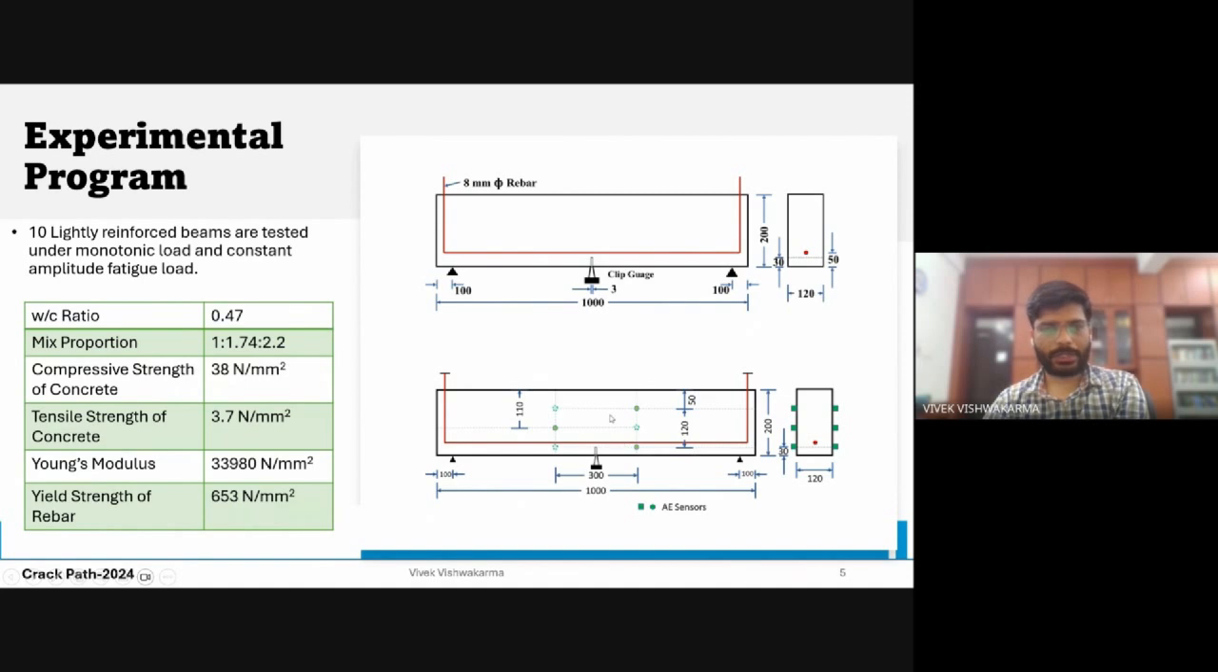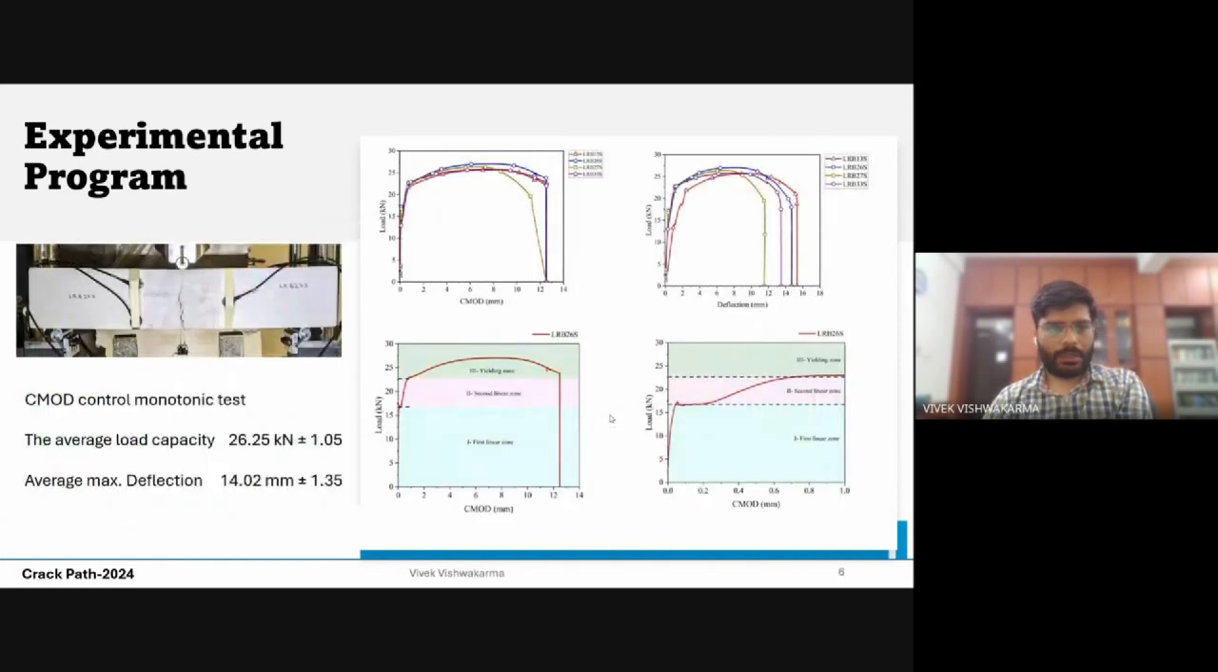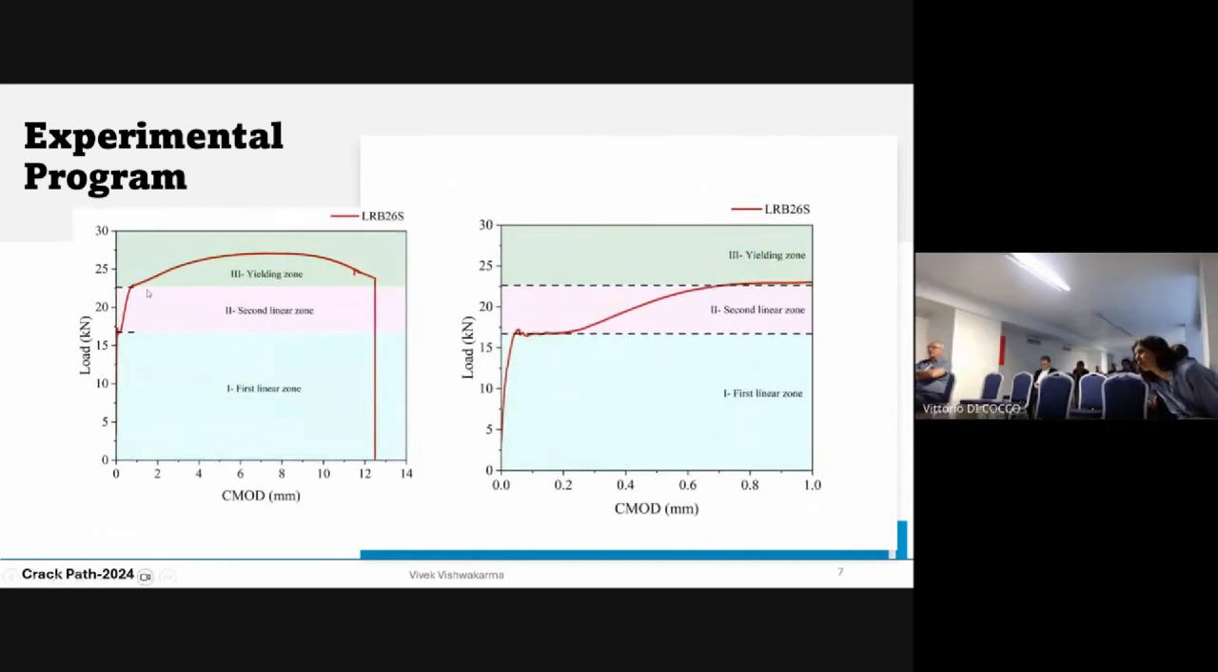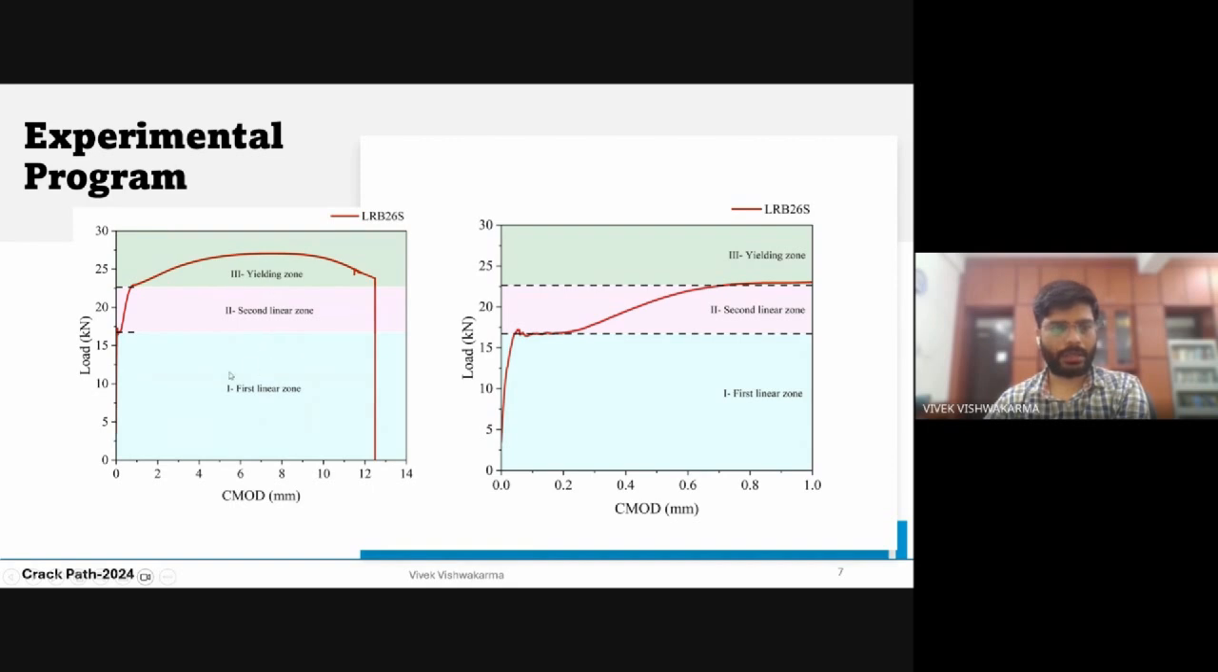This is the acoustic emission sensor placement which I used in my experiments. This is the basic mechanical monotonic load case behavior of my lightly reinforced beam. The testing arrangement is a CMOD controlled monotonic test, in which I can divide its mechanical behavior in three zones. The first two are linear zones. This point actually corresponds to when the crack actually crosses the reinforcement.